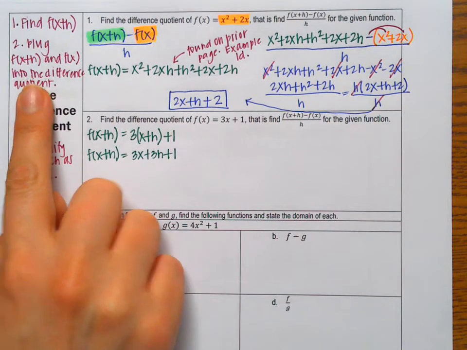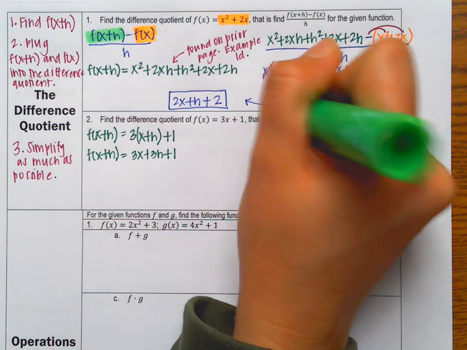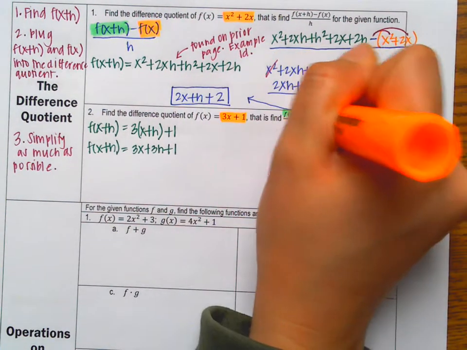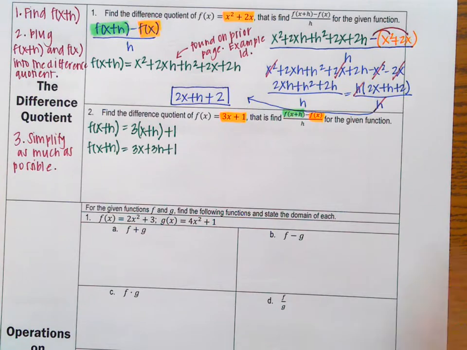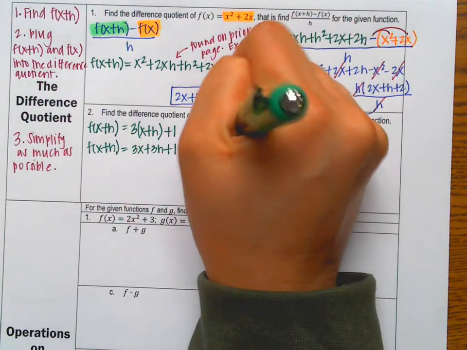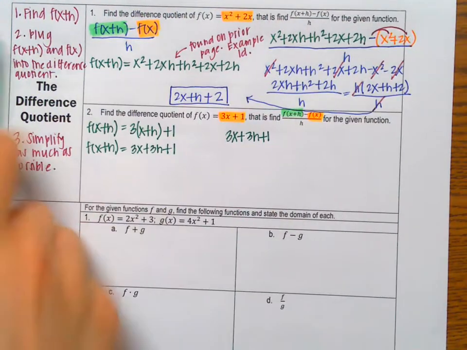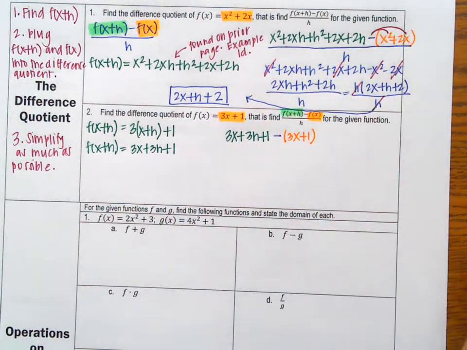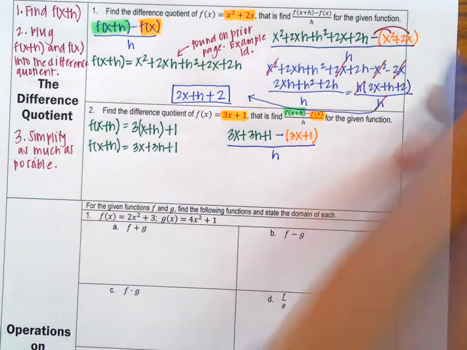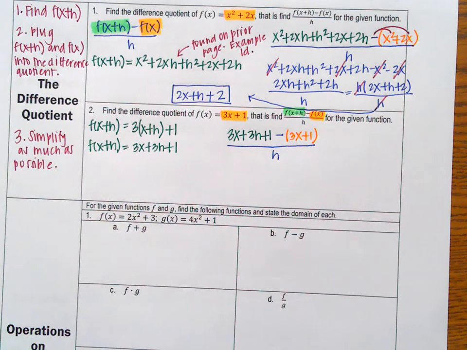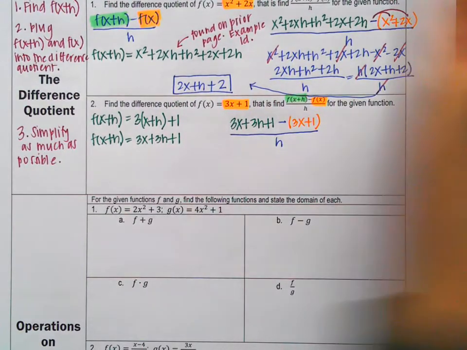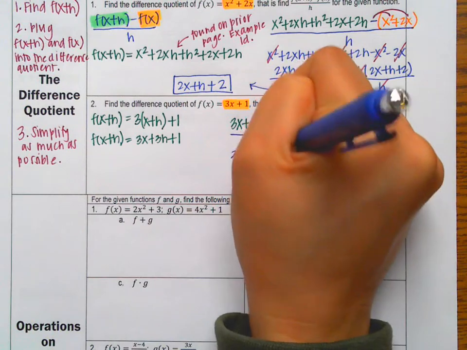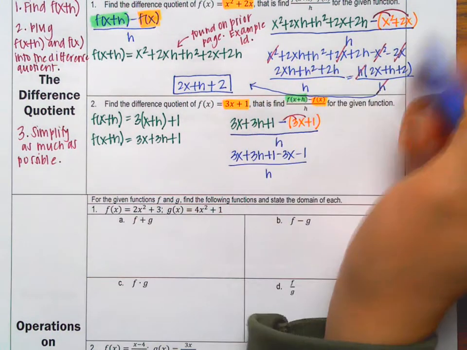Step 2, plug f of x plus h and f of x into the difference quotient. So f of x plus h is going to go here. f of x, which we know is 3x plus 1, is going to go there. So we're going to plug that in first. 3x plus 3h plus 1 minus f of x, which is 3x plus 1, all divided by h. So as we go through, we need to distribute. So that's 3x plus 3h plus 1 minus 3x minus 1 all over h.